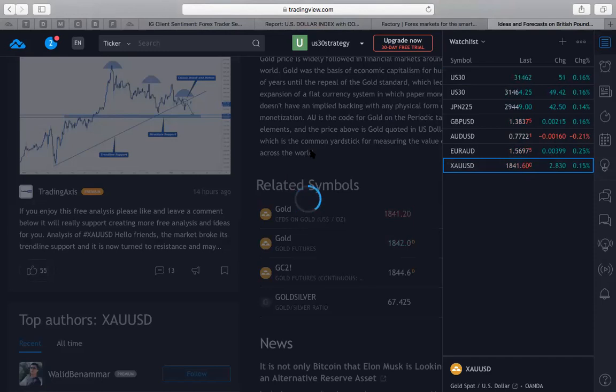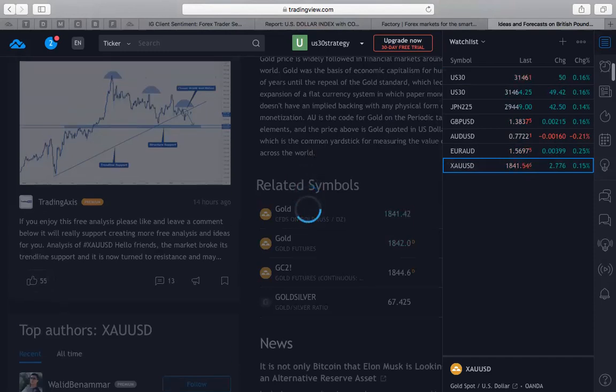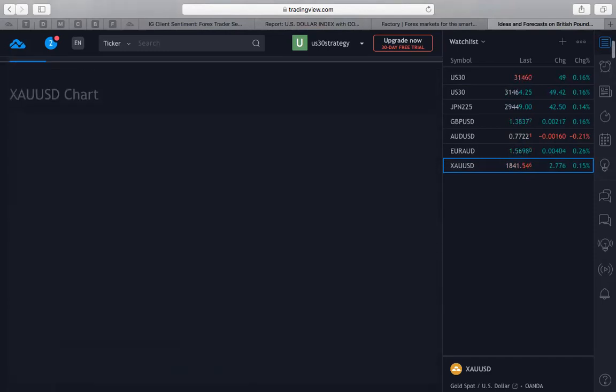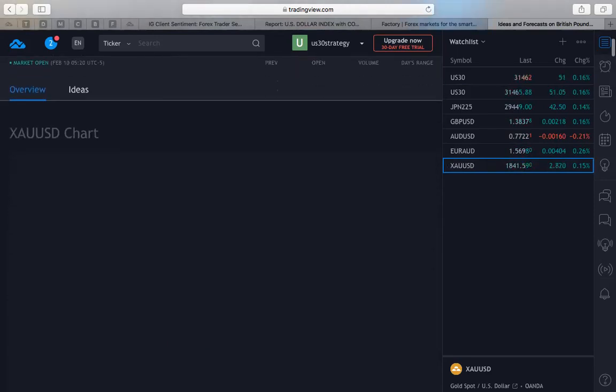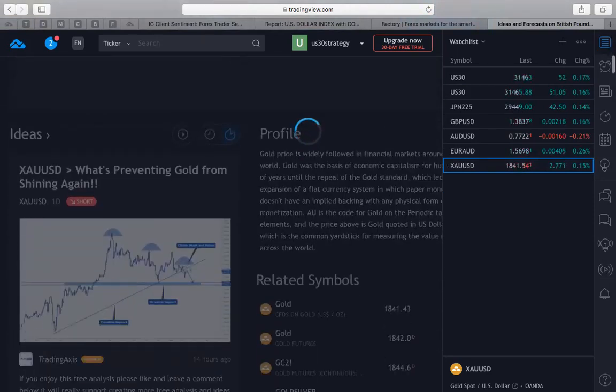The gold is not loading. The ideas are not loading. Okay, no problem. I can check that. Okay, you can check that yourself, right? Yeah. So yeah. I think that's just it.